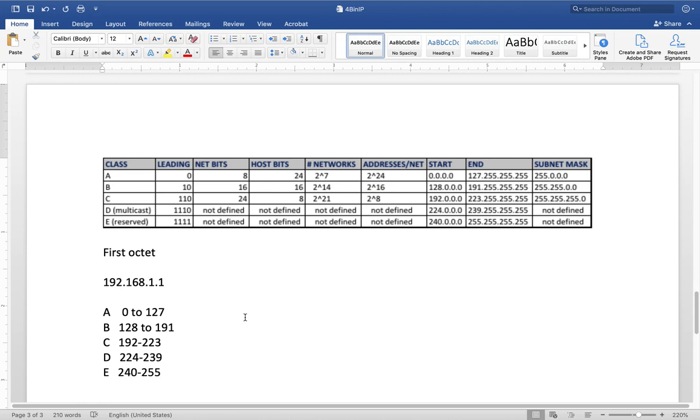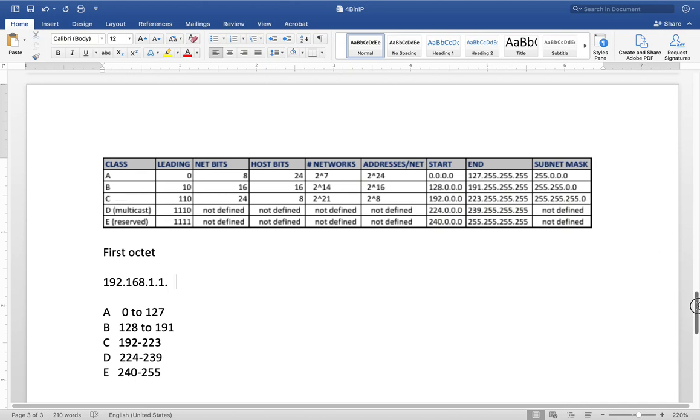There is something called a subnet mask associated with each class. A subnet mask is associated with class A, B, and C IP addresses. Class D and E are not used with a subnet mask. The default subnet mask for class A is 255.0.0.0. The default subnet mask for class B is 255.255.0.0. The default subnet mask for class C is 255.255.255.0.